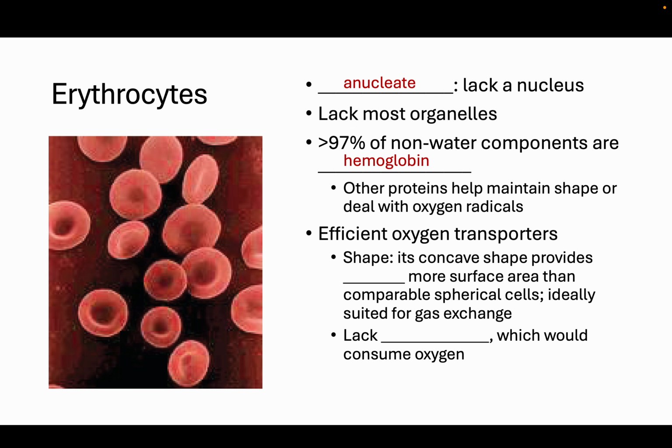They have a concave shape. This increases the surface area, so that a spherical cell would have about 30% less surface area. This increased surface area is important because this is where you have gas exchange at the surface of the cells. The erythrocytes lack mitochondria, which perform aerobic respiration and would consume the oxygen that the red blood cells are trying to transport. So they get rid of the mitochondria so that they're not consuming it.